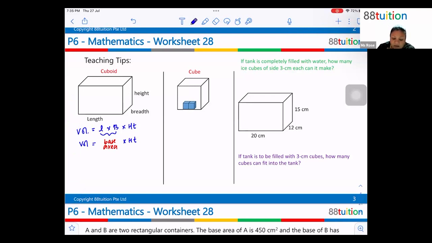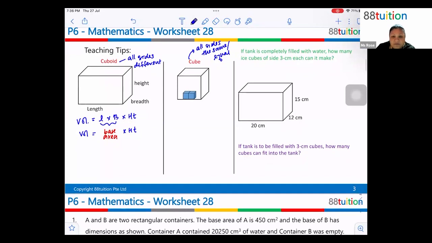Now, a cuboid can have all sides different, or you can have one of the sides the same, it doesn't matter. But when we talk about a cube, it means all sides are the same or equal. Now, how many faces does a cube have? Very good, 6 faces. And how many edges? Anyone? How many edges does a cube have?